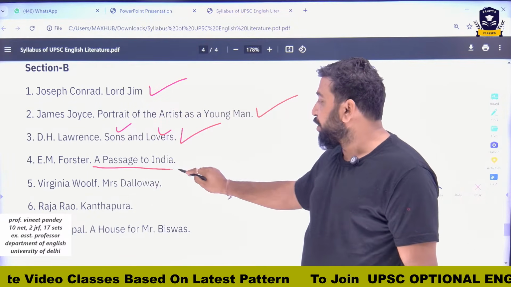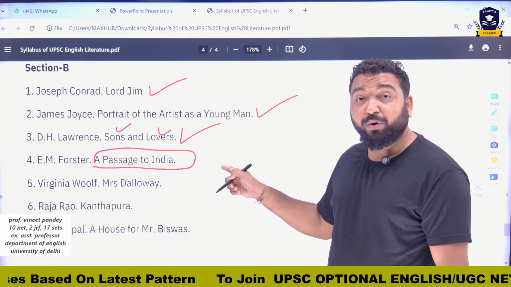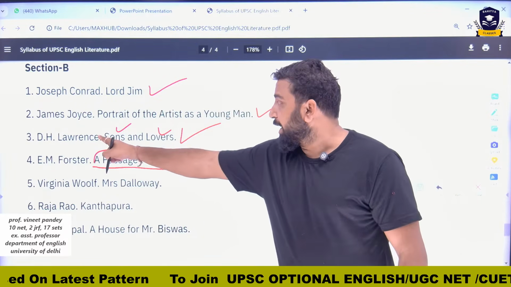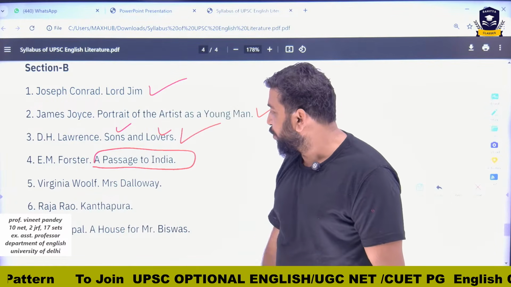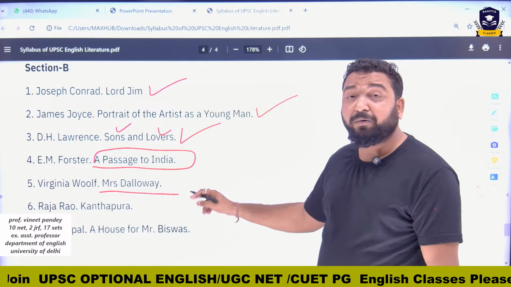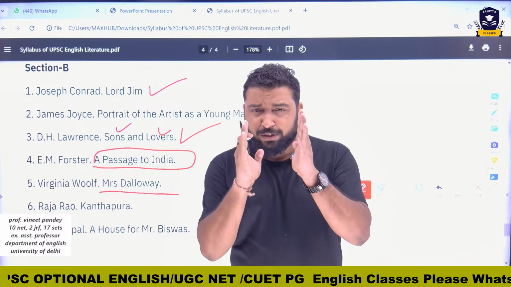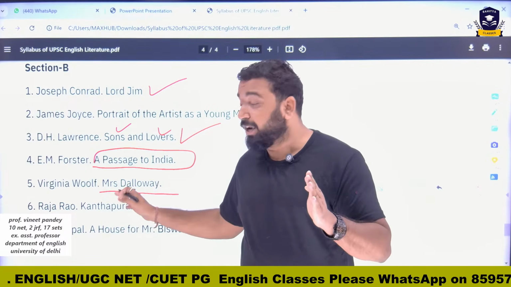Then a post-colonial work, A Passage to India. Colonial post-colonial work, 1924 publication, very important. That is 1913 publication. That is 1915. It is around 1902. Then Virginia Woolf, Mrs. Dalloway, around 1925. Very important work. A woman living in the age of 25 and living in the age of 50. One day of her life.